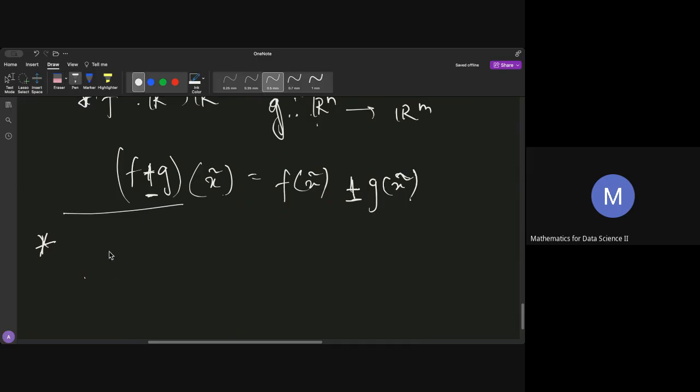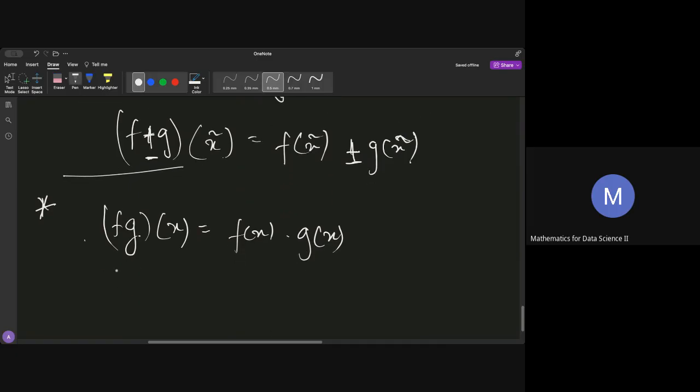Because again the same rule goes here, right? Let's say you're doing fg. Then the domain, because we define this as fg, even in one variable functions, we used to define (fg)(x) as f(x) into g(x), right? In one variable functions, we used to do this. Now, if we're dealing with multivariable functions, then we'll have (fg)(x tilde) here.